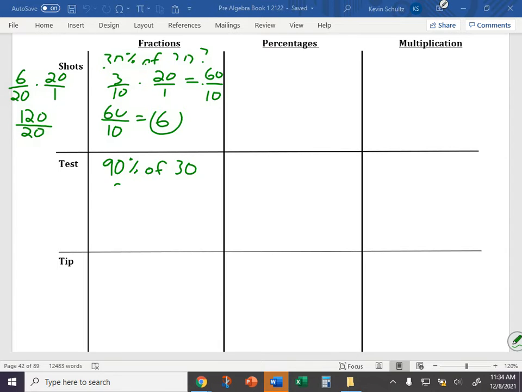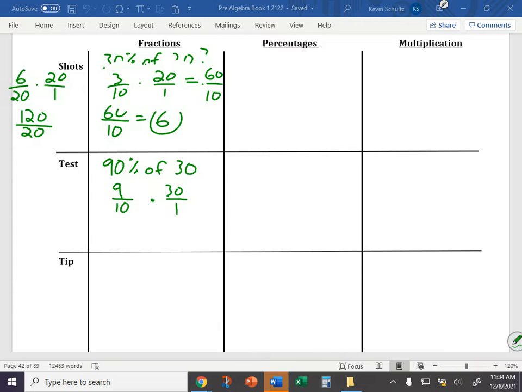So 90%, you should have 90 hundredths. Probably reduce that to 9 tenths, which is why we always simplify fractions. Oftentimes it makes our calculations a little bit easier. The word of means we're multiplying. And then 30 over 1.